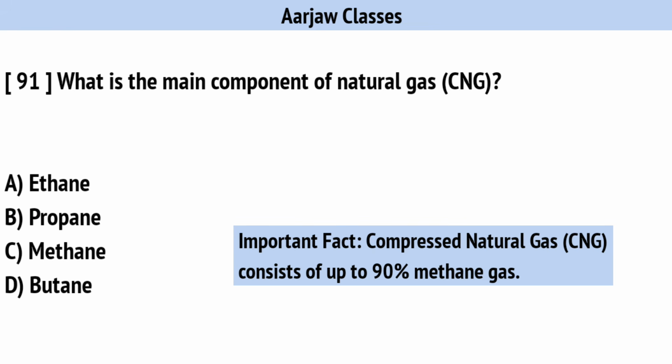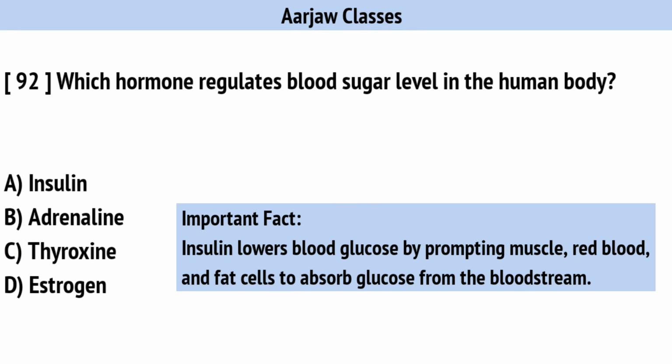What is the main component of natural gas? Correct option is C, methane. Which hormone regulates blood sugar level in the human body? Right option is A, insulin.